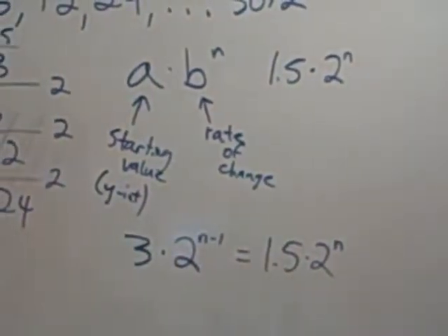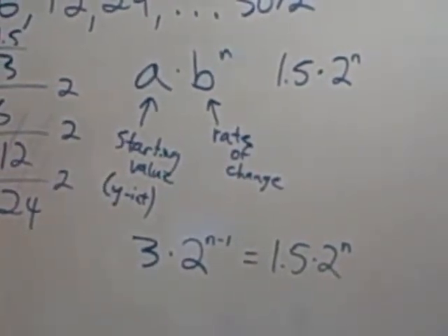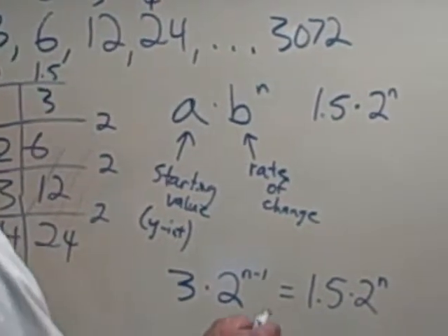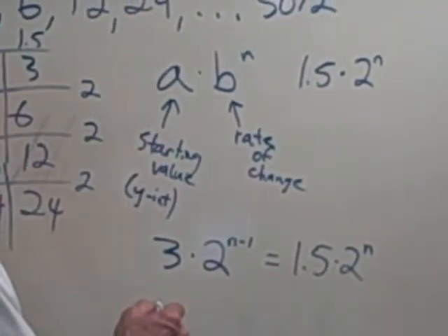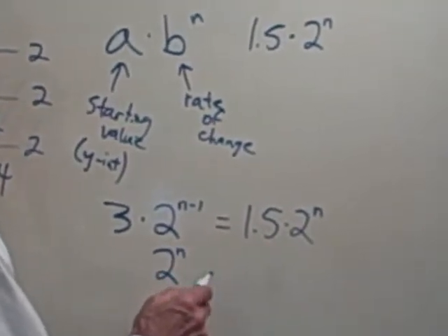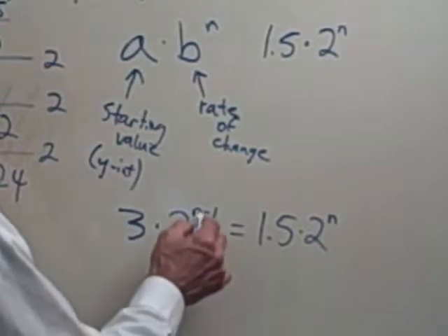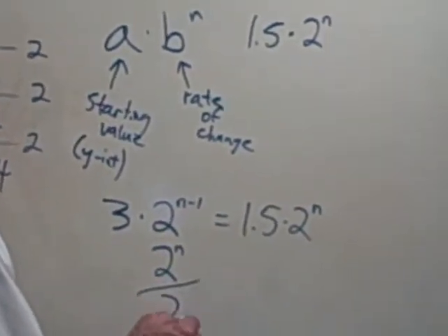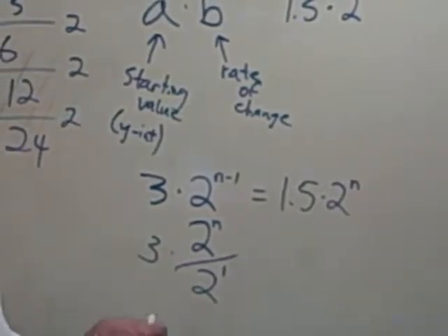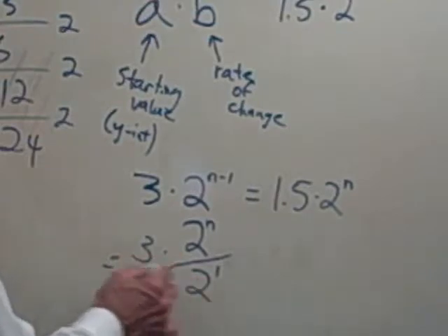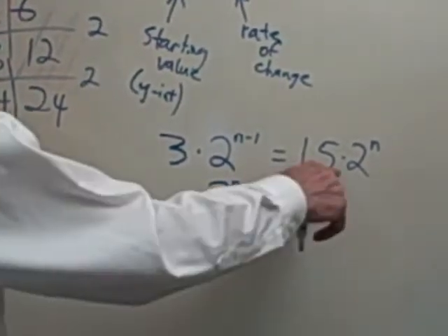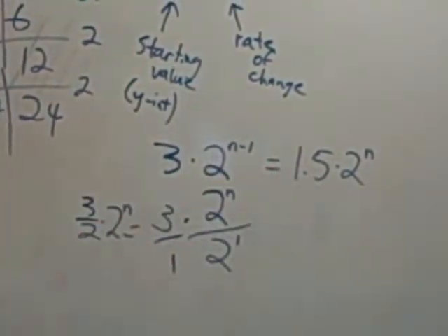And we can prove that. Let me see here. 2 to the n minus 1 is 2 to the n, you'll remember when you subtract, it's divided by 2 to the first. So n minus 1 times the 3. And that is the same as 3 over 2 times 2 to the n, which is 3 halves times 2 to the n. So they're the same. So you can go either way.